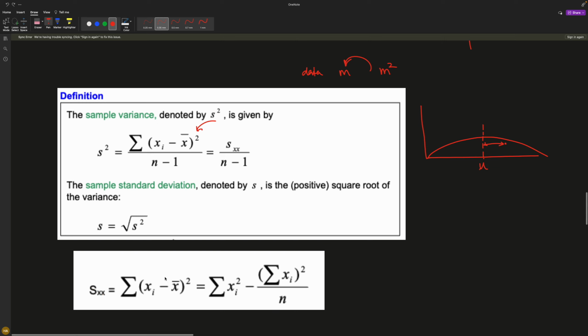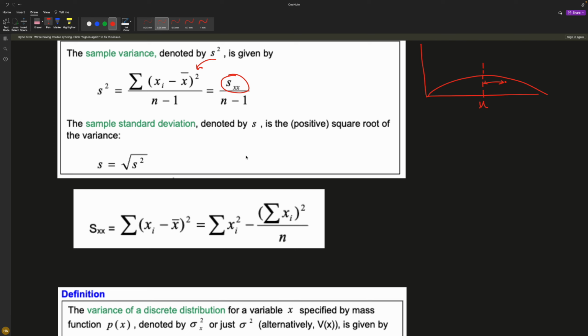Now, how do you do this one? This one probably looks even more complicated than that one, but it's actually very simple. It simplifies to just Sxx over n minus 1, n being the number of data you have. So how do you get your Sxx?